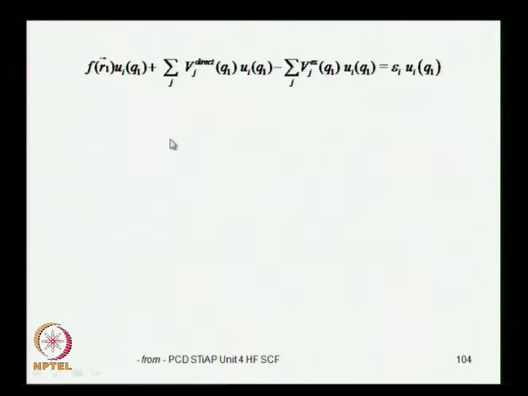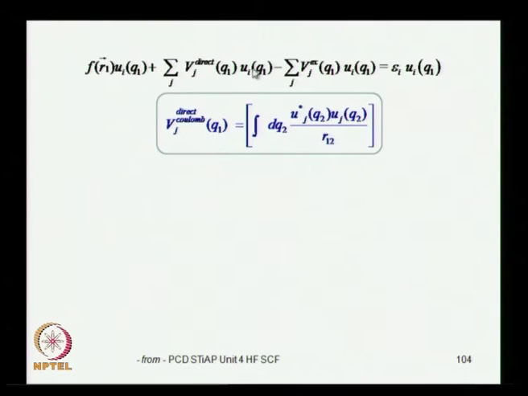And when you take into account the Coulomb interaction and also the antisymmetry of the wave function, you are led to the Hartree-Fock equation, and this is the Hartree-Fock equation that we discussed in unit 4. And let me remind you that there are two potentials over here. One is the direct potential, in which q gets integrated out.